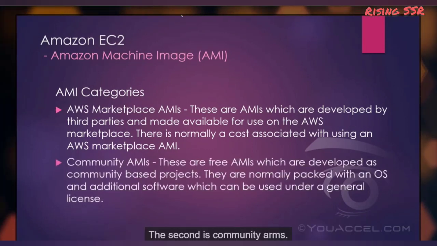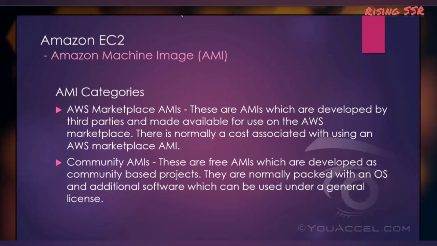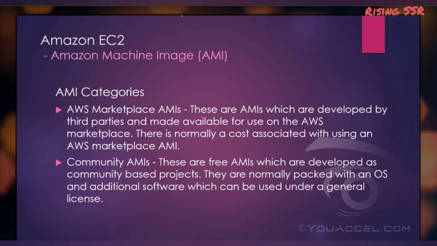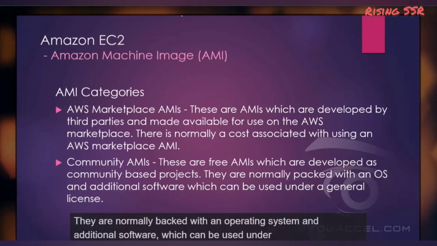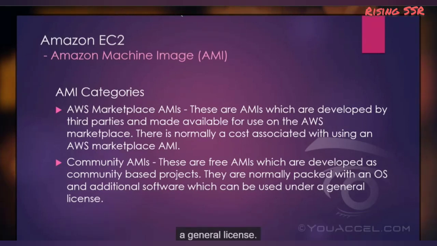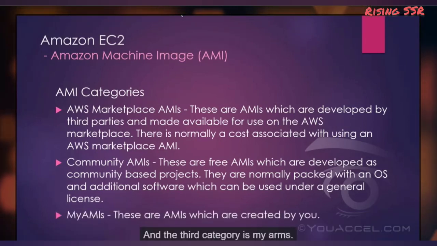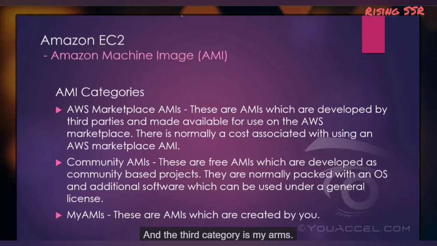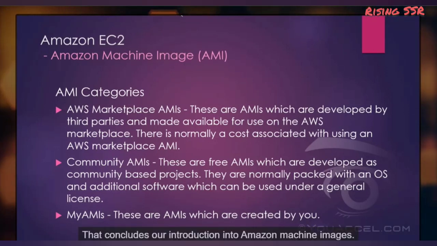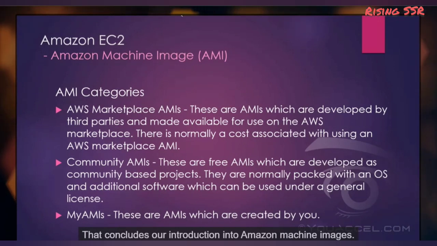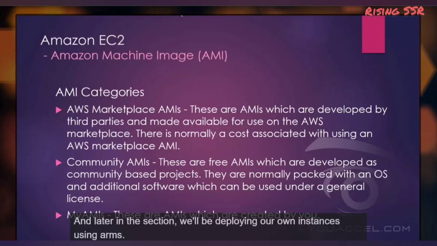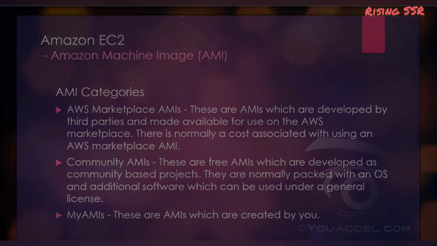The second is community AMIs. These are free AMIs which are deployed as community-based projects. They are normally backed with an operating system and additional software which can be used under a general license. And the third category is My AMIs. These are AMIs which are created by you. That concludes our introduction into Amazon Machine Images, and later in this section, we'll be deploying our own instances using AMIs.